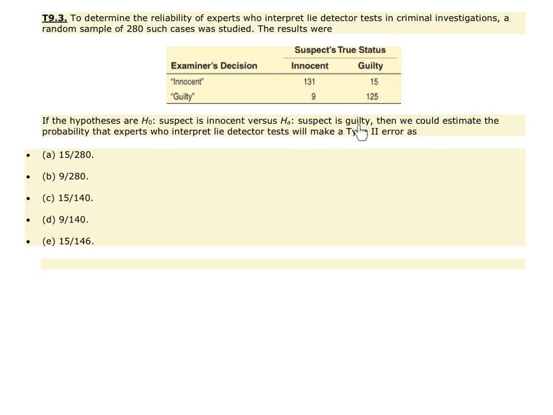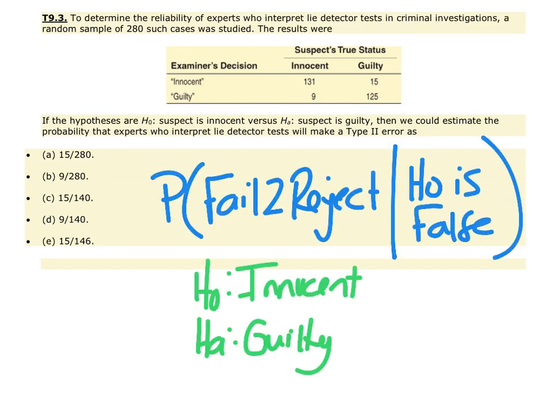then we could estimate the probability that experts who interpret lie detector tests will make a type 2 error as what? So let's refresh what a type 2 error is. Remember, one way to define the type 2 error would be to say it's a failure to reject given that H sub O was false.